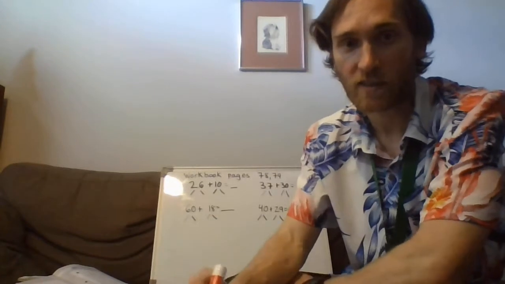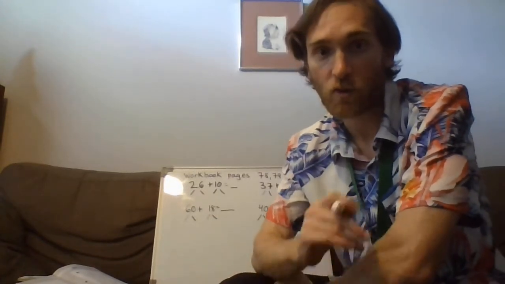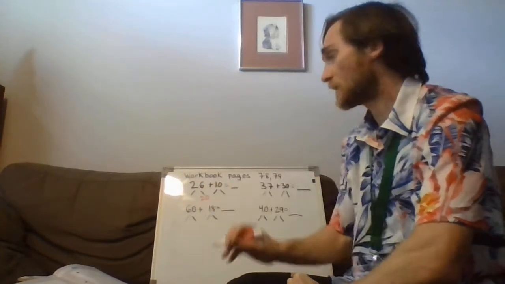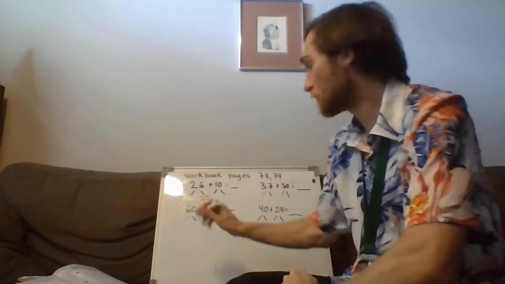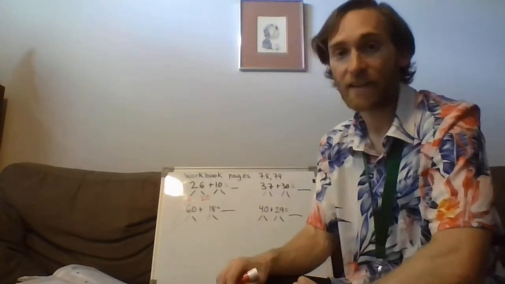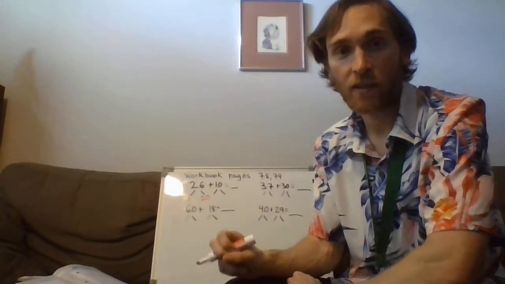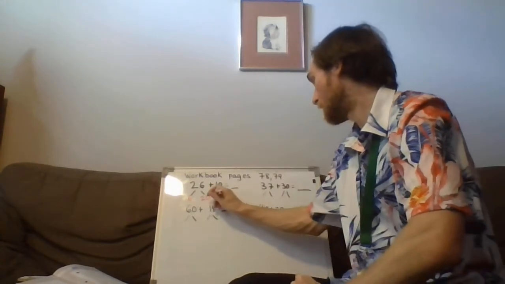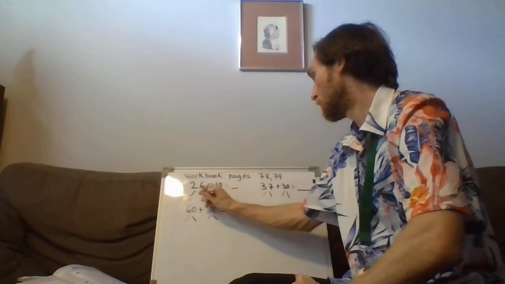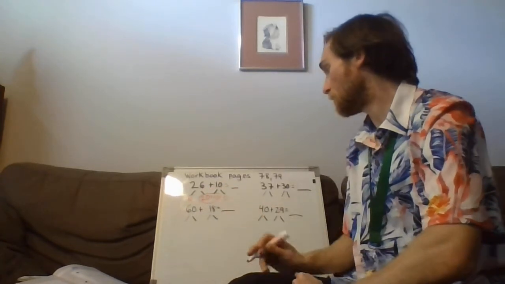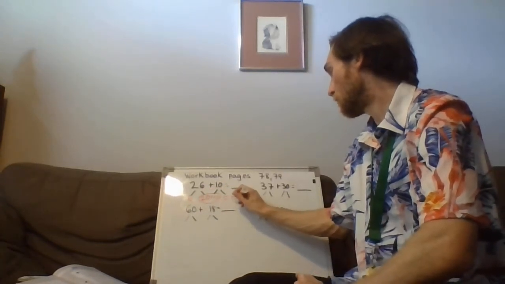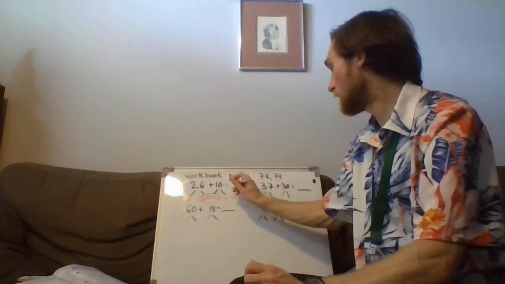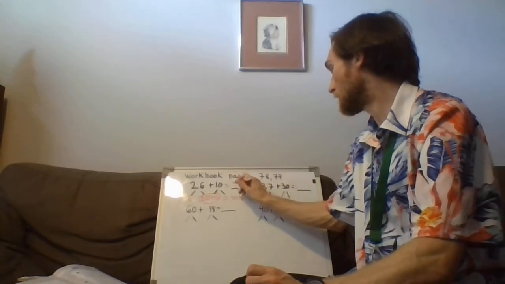Let's break apart 26. There's a 2 in the 10 spot. 2 tens is 20. There's a 6 in the 1 spot. 6 ones equals 6. For 10, there's a 1 in the 10 spot. So 1 ten equals 10. And then there's a 0. 20 plus 10 is 30 plus 6. 30 and 6 is 36. So 26 plus 10 is 36.